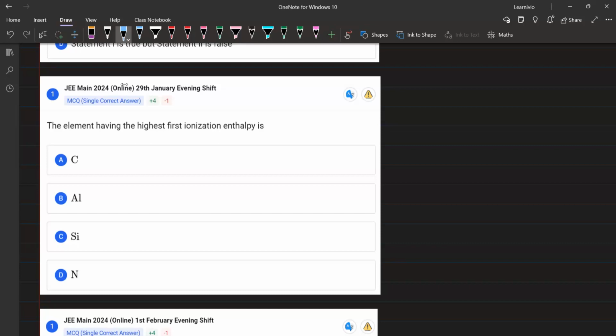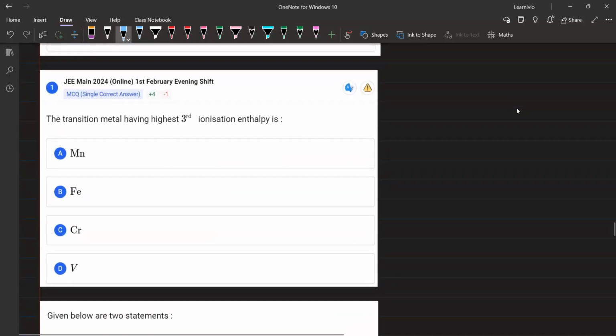Okay. Very good, guys. Nitrogen is correct. Moving on. Try this. The transition metal having the highest third ionization enthalpy.